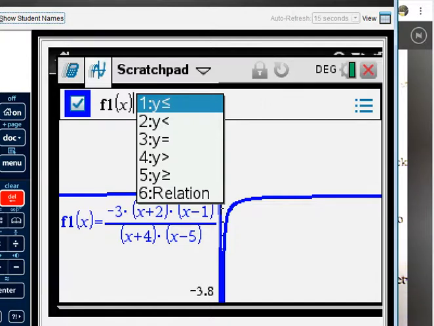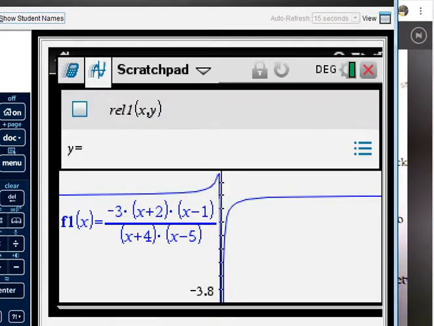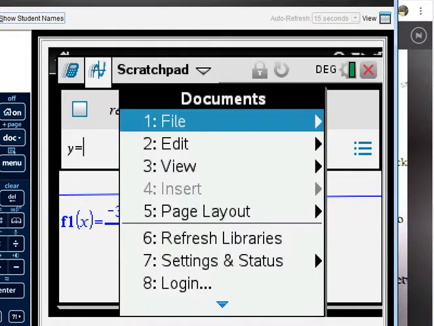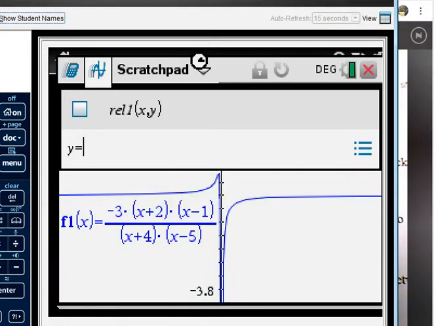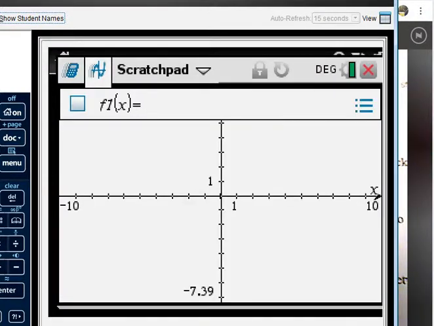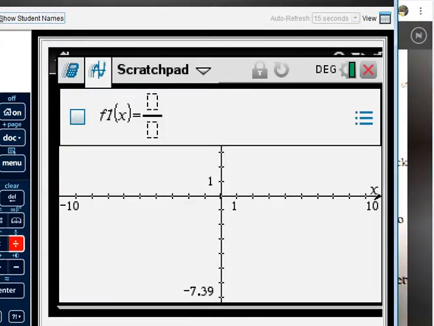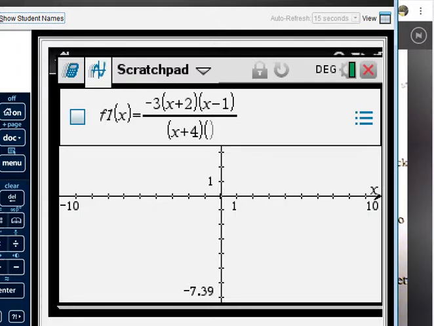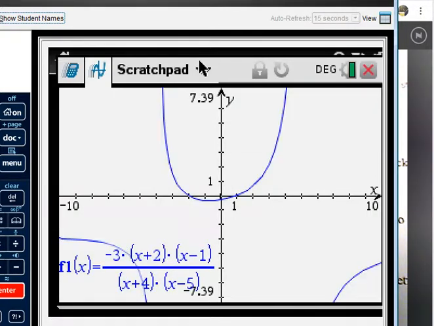So right here, I'm going to just re-enter my graph. If my graph didn't turn out right, I'm just going to hit B. I'm going to go to my graph page, and I'm going to re-enter it because mine got all funny. -3, I'm going to say x plus 2. We've done this before. Yours should still be there. X minus 1, all over x plus 4. X minus 5. And I've got this graph right here.